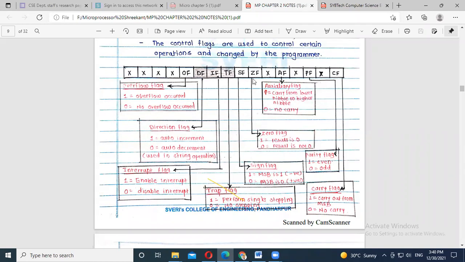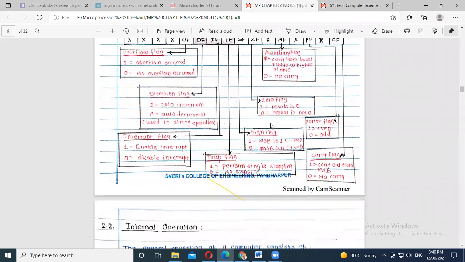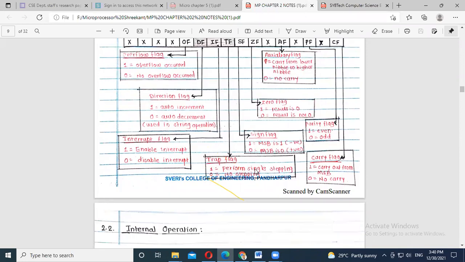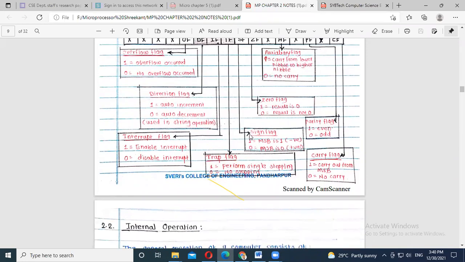So next one is ZF. It means zero flag. This zero flag is set when the result is zero, otherwise if there is no result, it is not enabled. So that is the zero flag. Next one is SF. It means sign flag. The sign is indicated by the MSB, the most significant bit.